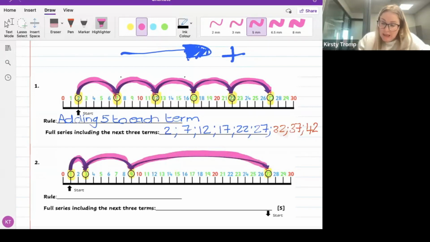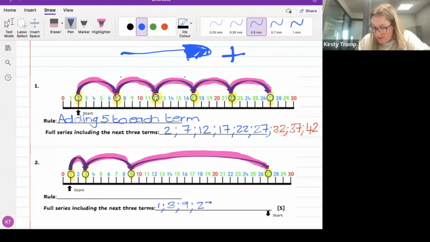Let's write out first in numbers what's happening. I've got 1, 3, 9, and 27.